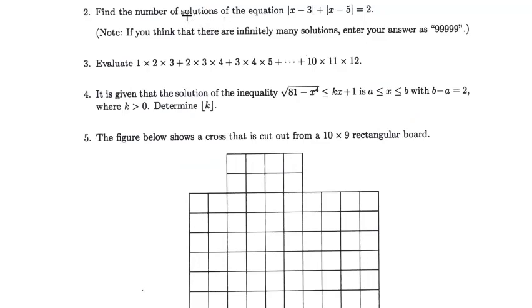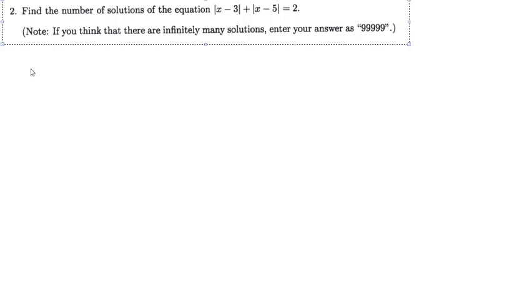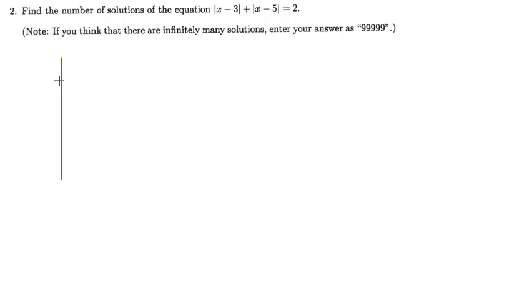Singapore Mathematical Olympiad Open Section Round 1, 2021. The problem says find the number of solutions of the equation absolute value of x minus 3 plus absolute value of x minus 5 equals 2. Note, if you think that there are infinitely many solutions, enter your answer as 999. In these types of problem, one important thing is to draw the function. After some problems, most of the times you can imagine the drawing, so it's one of the most important ideas.